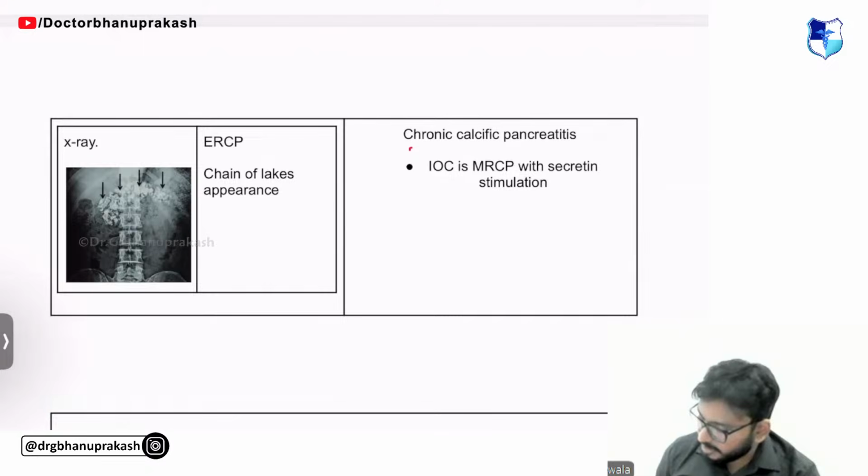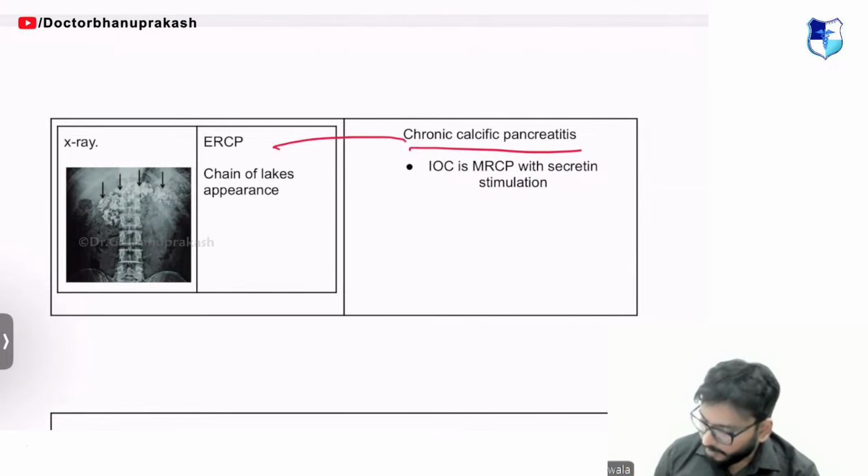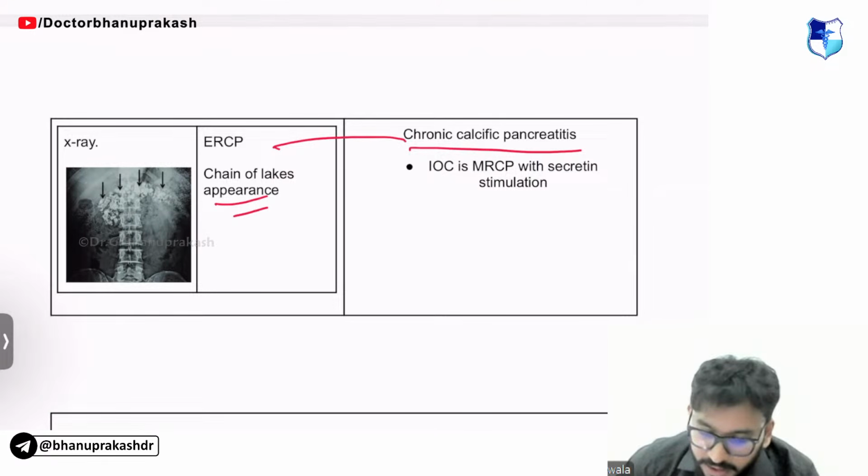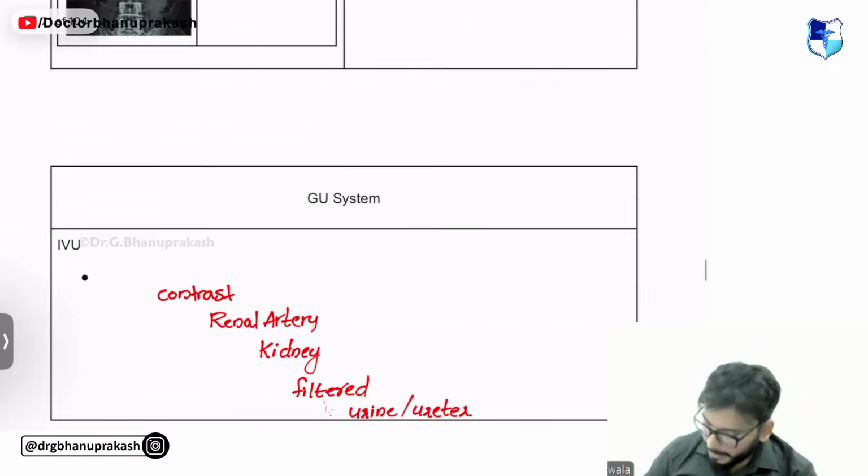Chronic calcific pancreatitis. Remember what is asked in ERCP: you have the chain of lakes appearance. This is what's asked in ERCP.